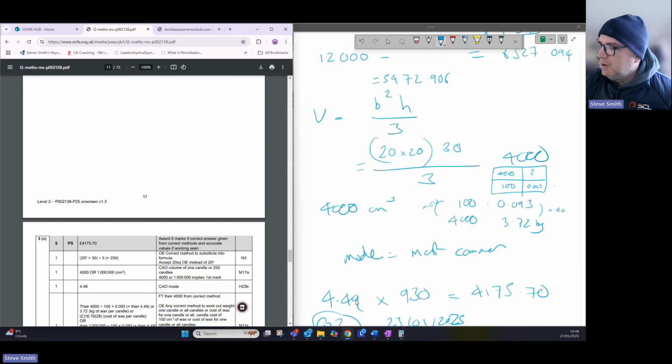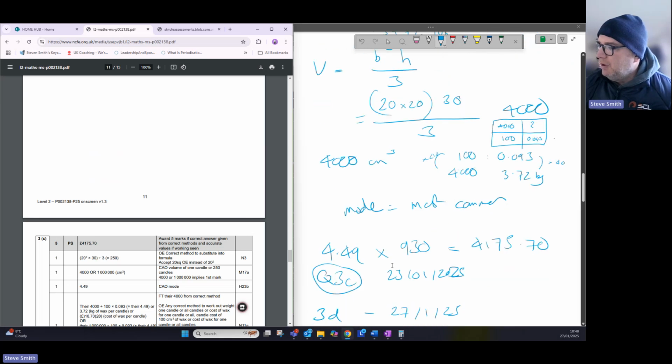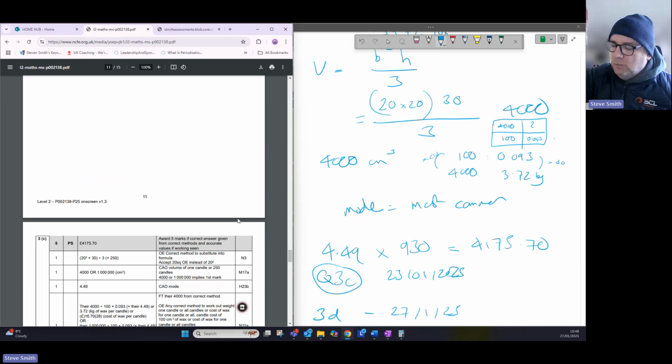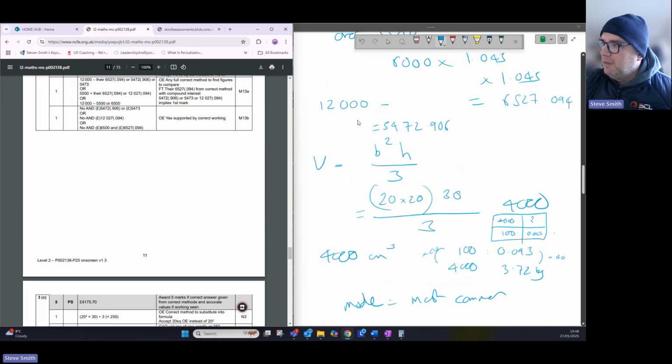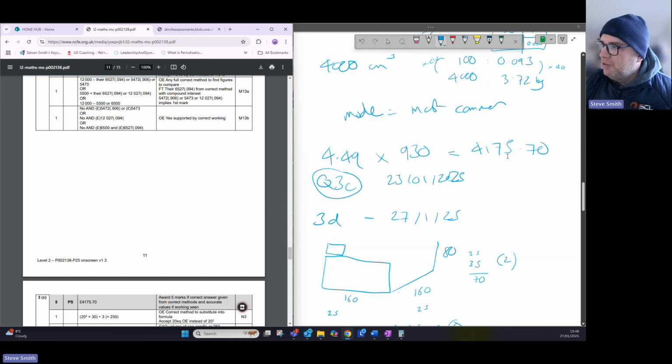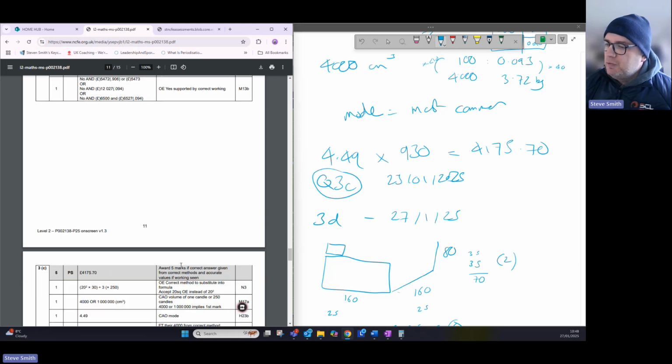4175. So we go right down here. We use a little conversion to kilograms. We've gone down and we've got 4175.7 using that formula that was working out. Gosh, what was it working out? Like this formula here, the volume of something, I can't remember what it was. Was it a cylinder? We've got the formula there, and then we've worked it out as 4175.70.